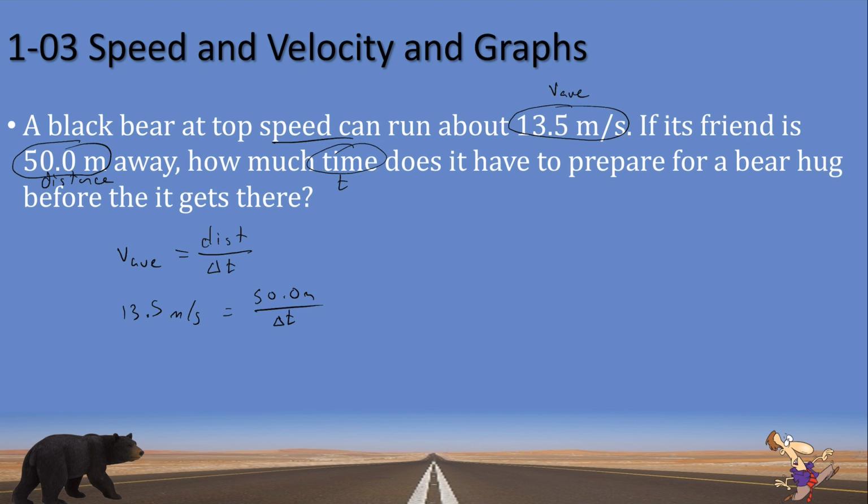Now how do we solve this? Well, the t is in the bottom, so what we could do is make this a fraction and cross multiply. So I could have 13.5 meters per second times t equals 50 times 1. And then divide, so 50 divided by 13.5 is about 3.70 seconds. Not much time to escape from the bear hug.